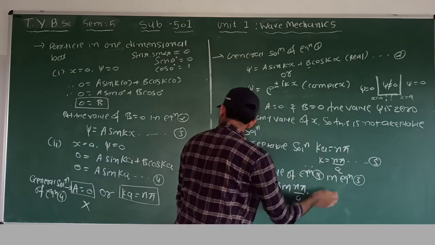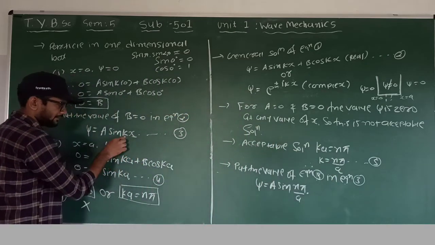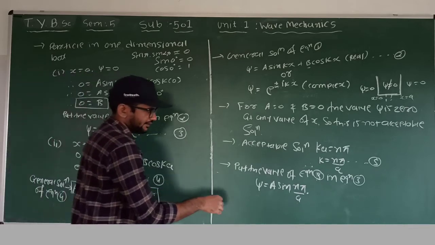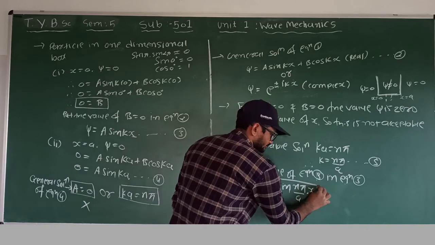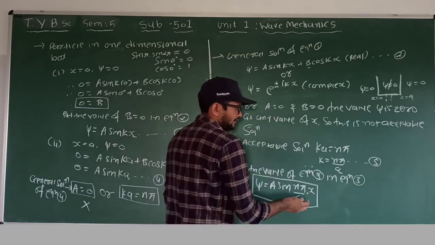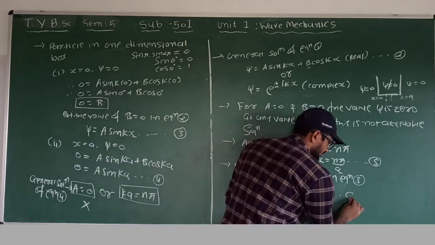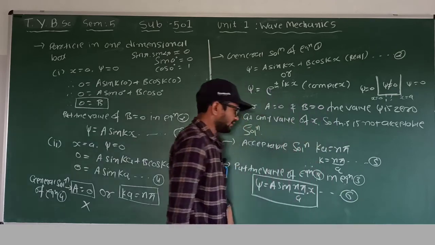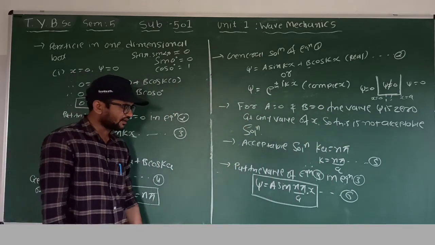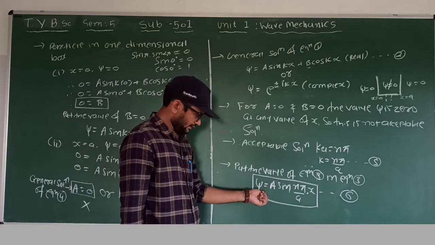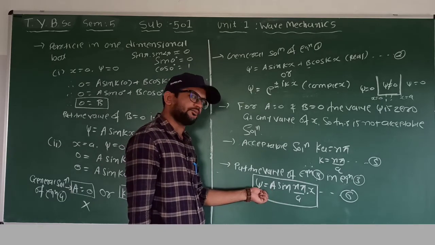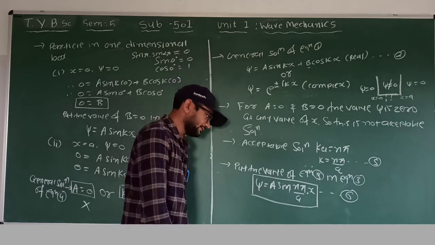x. The value of k is equal to n pi upon a into x. This is equation number 6. So equation 6 indicates the wave function. Psi is the wave function. Equation 6 indicates the wave function for a particle in a one dimensional box.